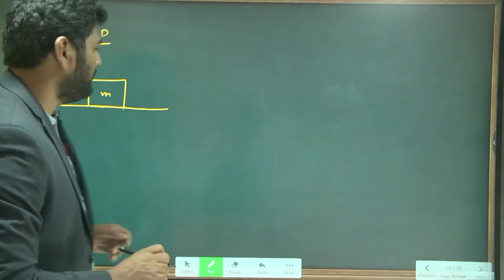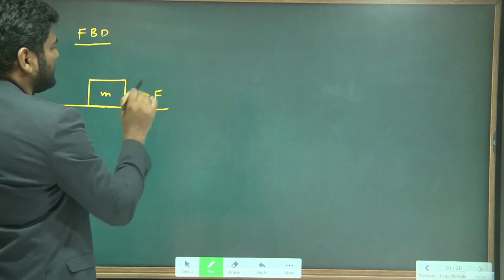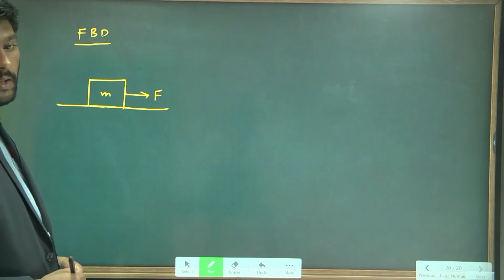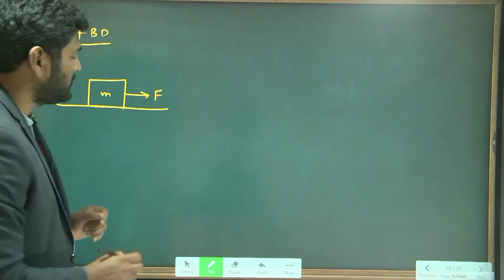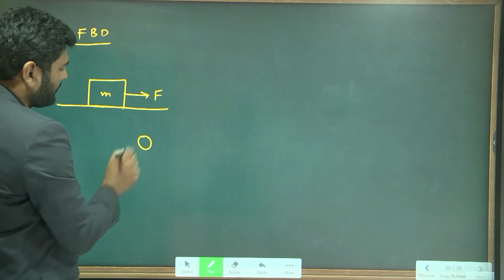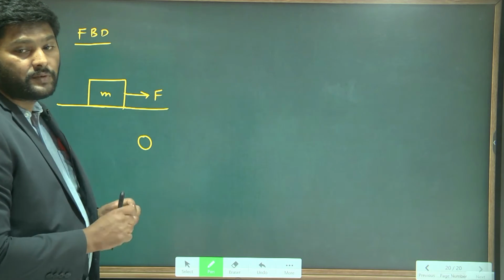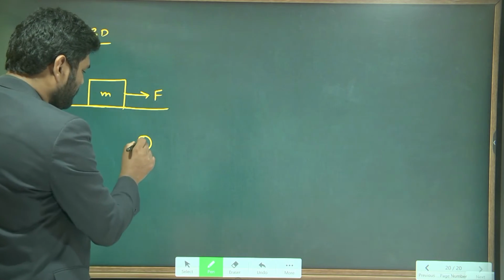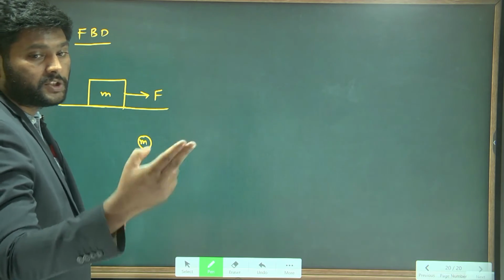This is a mass m, and on this mass we are applying a force F in this direction. Now this is a system. In this system, what is the first step? Isolate the object. Let me take this object as this shape. Isolation is completed. This is M.